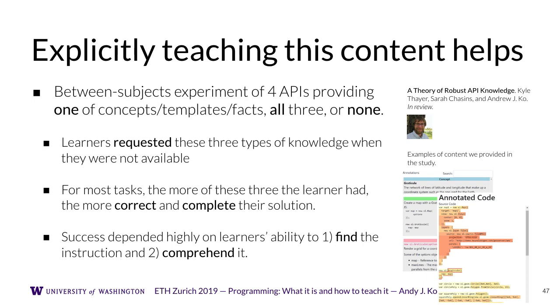And we found many things. One is that learners requested these types of knowledge when they were not provided. So that's consistent with the prior study. Most of the tasks, the more of these three types of content the learner had, the more correct and complete their solution. But we did find that success depended highly on learners' ability to actually find the instruction on that content and successfully understand it. So that pattern of more content, more correct, was sort of confounded by whether or not the explanations of that content were actually good.